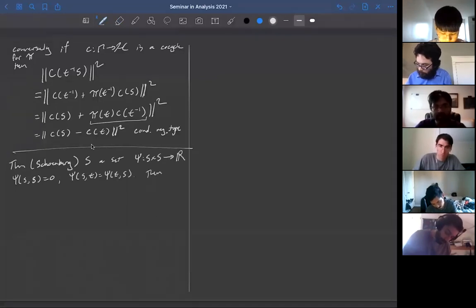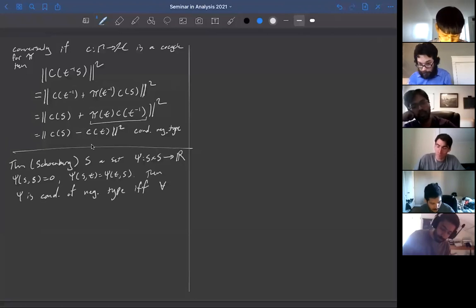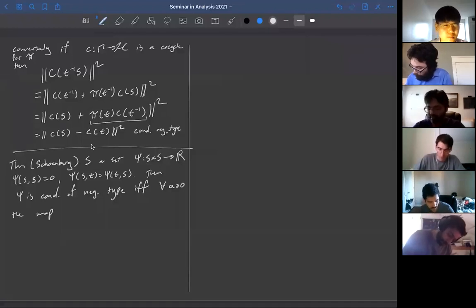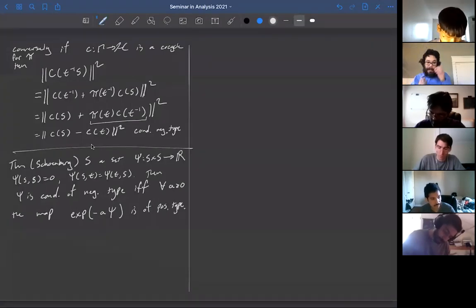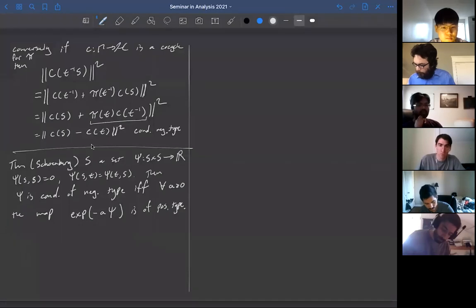So then C is conditionally of negative type if and only if for all positive real numbers, I don't want to say T because I've already been using T for elements of the set S. How about A? For all A greater than 0, the map exponential of negative A times C is of positive type. All right, so this gives us a dictionary between conditionally negative type functions and one parameter families of positive type functions. And so let's see, we can prove this.